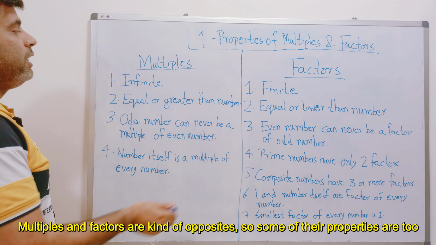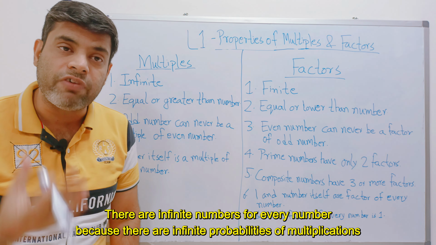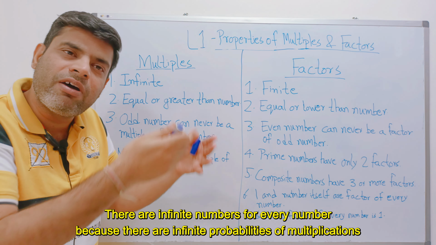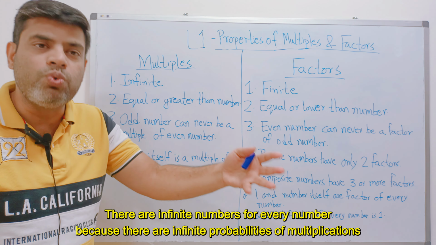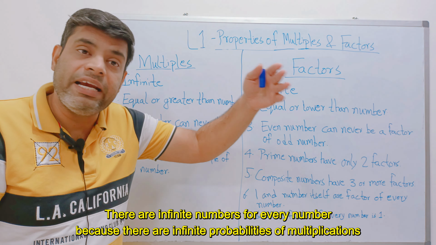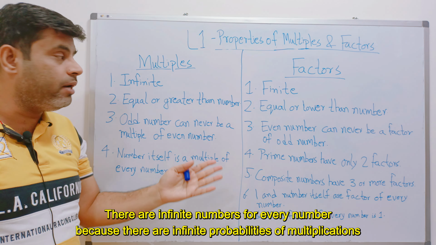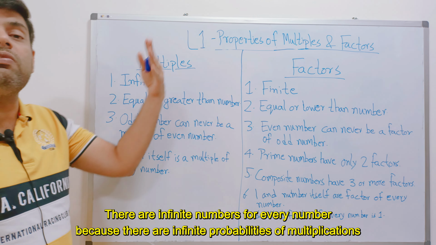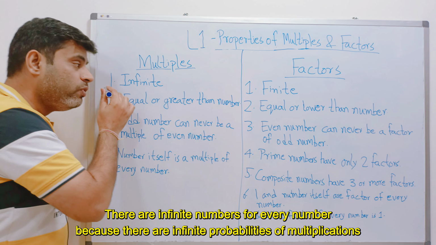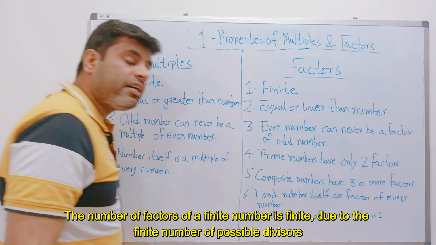To start with multiples, the first property is there are infinite multiples for any number. Very obvious and common sense, because when you are multiplying any number, for example, let's say 2, if you multiply by 1, it becomes 2, then multiply by 2, 4, 6, 8, 10, and you can go on till infinity, because you can multiply by infinite numbers. That's why the multiples are always infinite. Don't memorize, just understand multiples and you will understand why multiples are infinite.